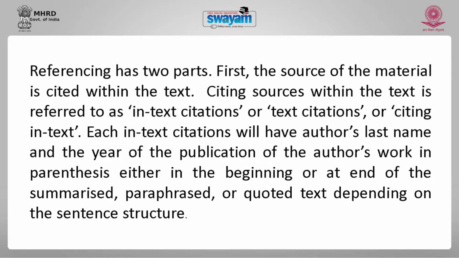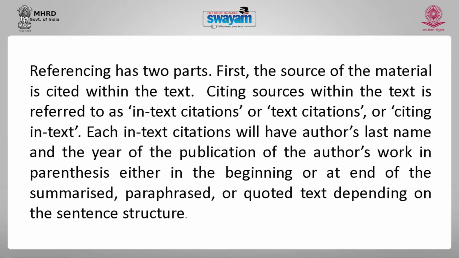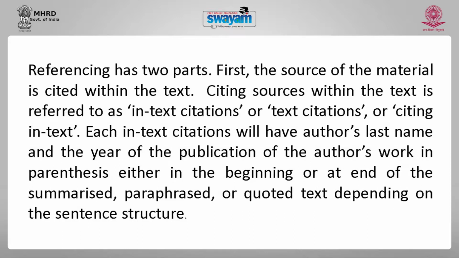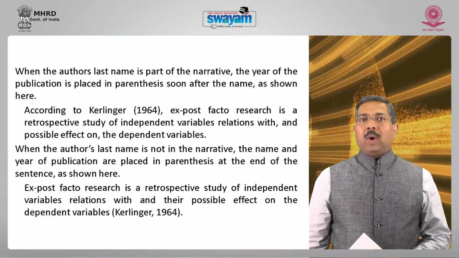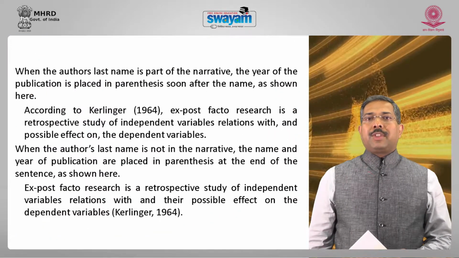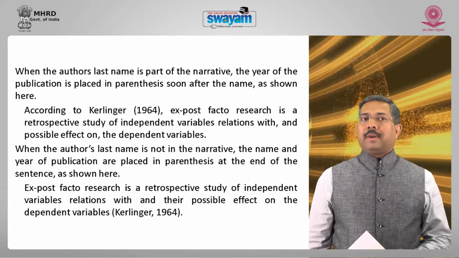Each in-text citation will have the author's last name and the year of publication of the author's work in parentheses, either in the beginning or at the end of the summarized, paraphrased, or quoted text, depending on the sentence structure. When the author's last name is part of the narrative, the year of publication is placed in the parentheses soon after the name, as shown here.